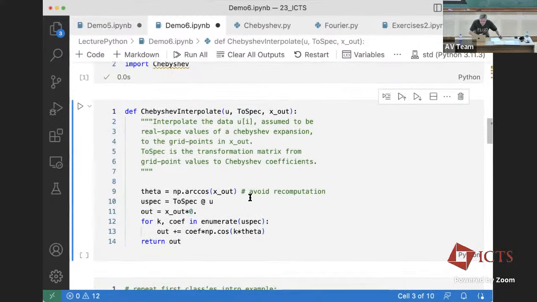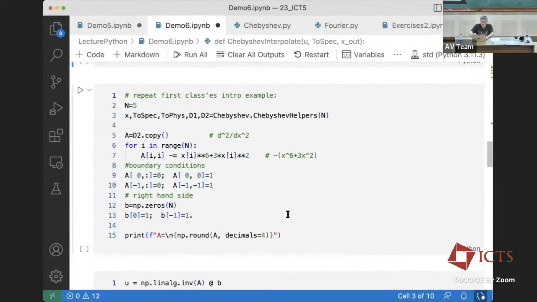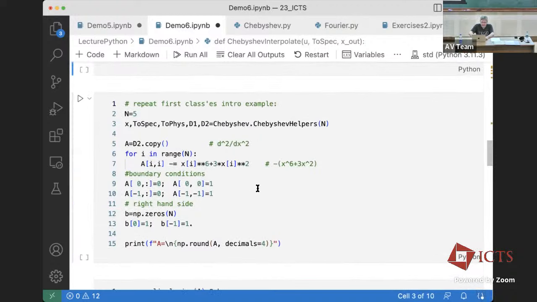Since I have it on the screen right now, let's talk about this one later. Here's how this looks now in terms of code. I'm picking a certain resolution, n equals 5. I'm calling our magic helper function that gives us all the pieces we need to do Chebyshev spectral methods.